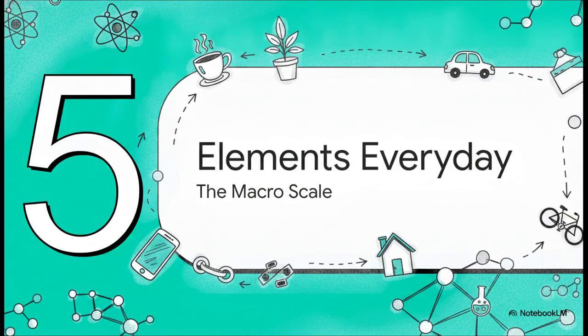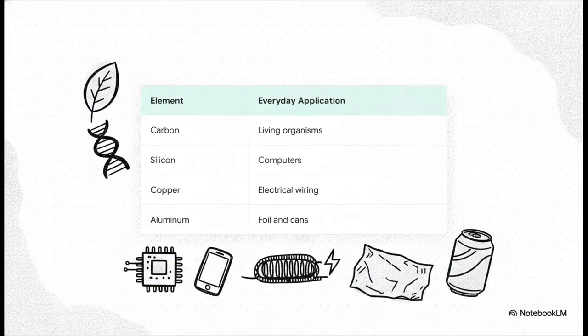All right, final section, Section 5, Elements in Everyday Life, the Macro Scale. So zooming way out, how do all these tiny atoms and families actually build the big macro world we interact with every single day? Well, this really brings it all home. Carbon forms the fundamental basis of all living organisms, and yep, that includes you. Silicon is the absolute foundation of our computers and smartphones.